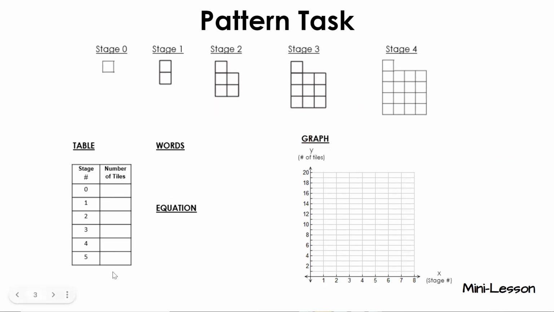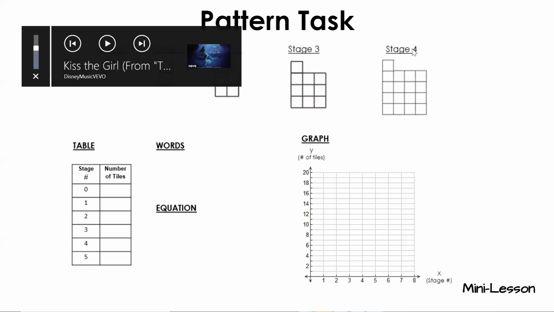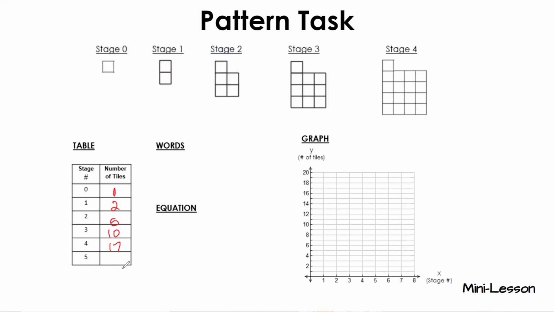But I want you to write this table down. Go ahead and write this table down. Stage number and then the number of tiles. Let's fill in the little chart. We had 1 in the first one. How many do we have in the second one? 2. 5 in the next one. 10 in the next one. 17 in the next one. What would be 5? 26. How do we get that?